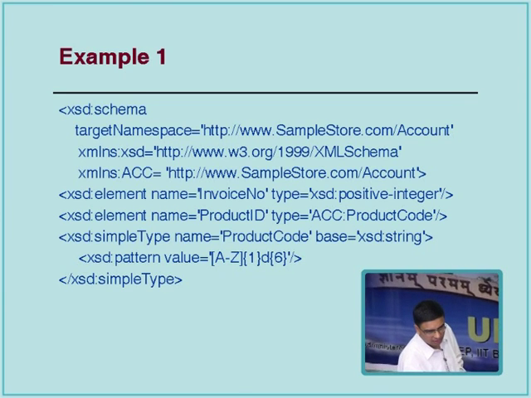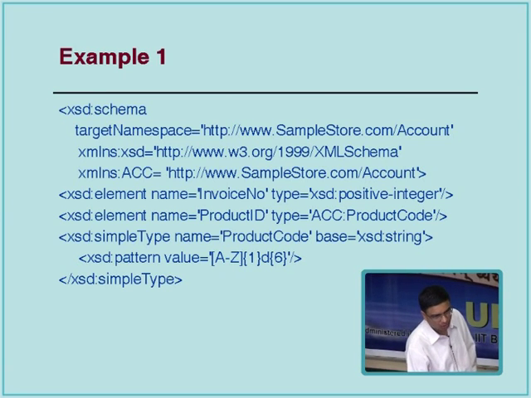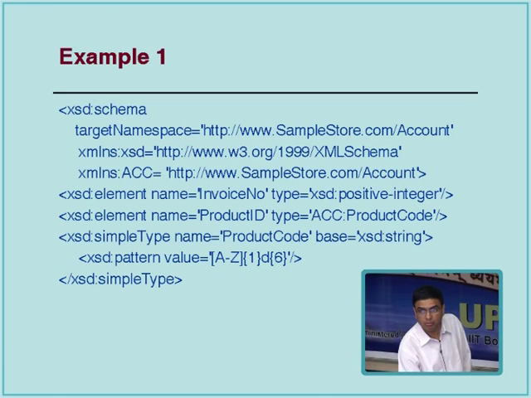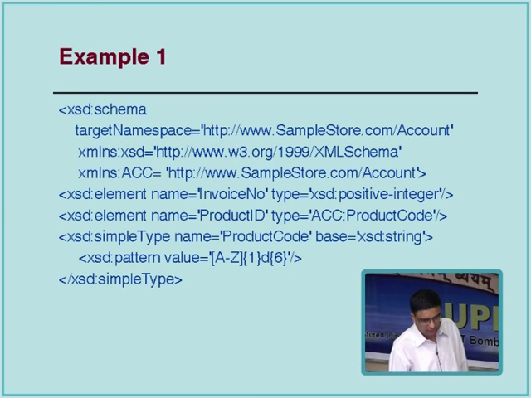So in this example, the target namespace is www.samplestore.com/account, and I'm going to use an account namespace that I'm getting from somewhere else, which I'm going to call ACC. This is a name that I'm giving that namespace, and the account namespace is actually going to be used in here. So I'm going to declare an element of type product ID that is actually a product code defined in this particular account namespace, right? It turns out that even this definition that I'm doing is going to go into the account namespace, right?